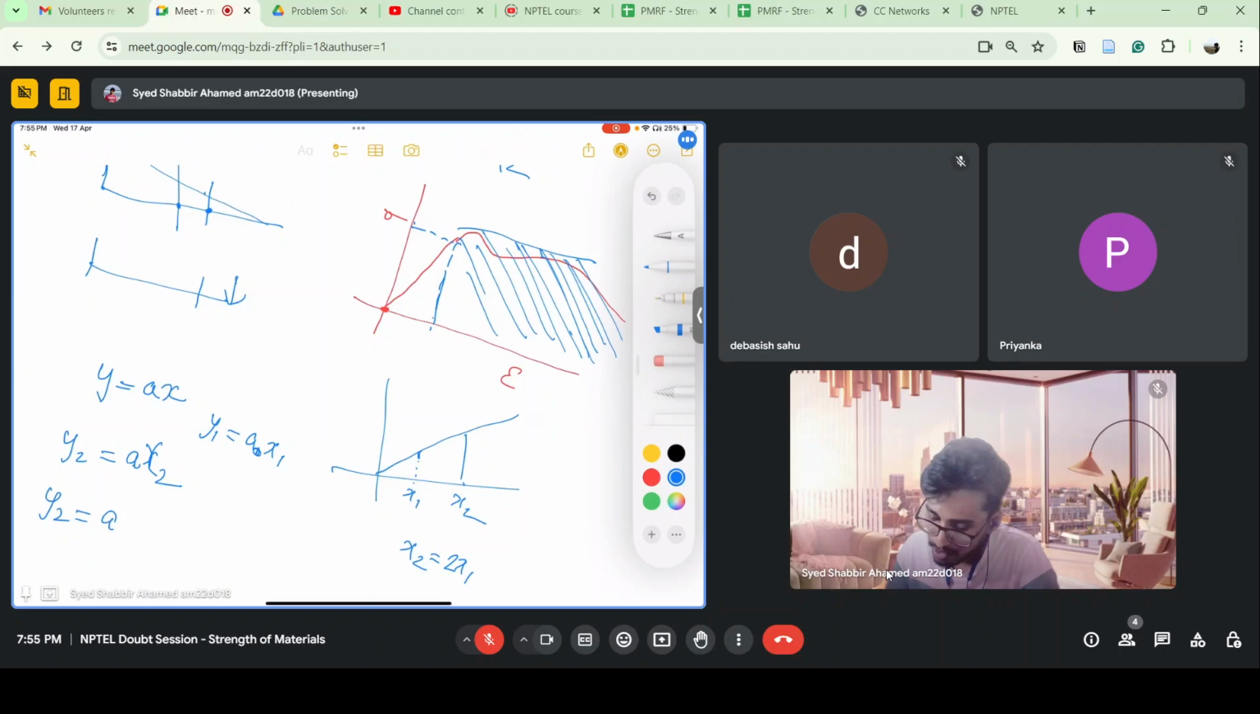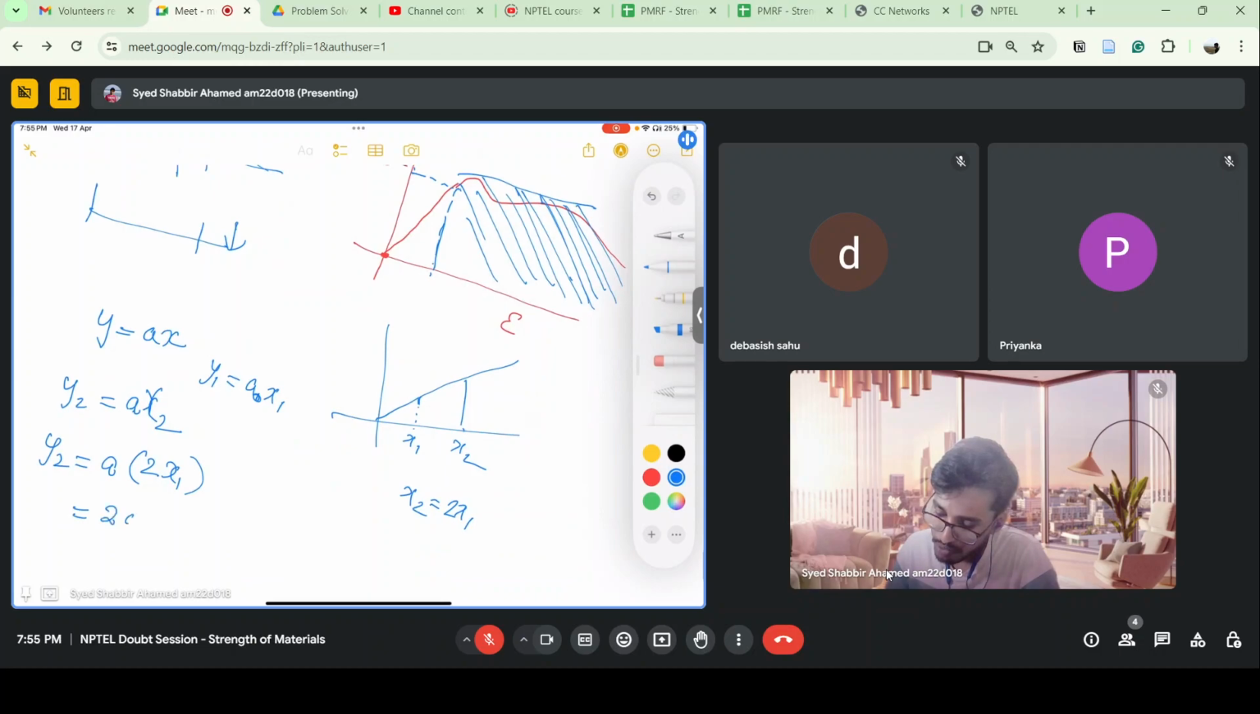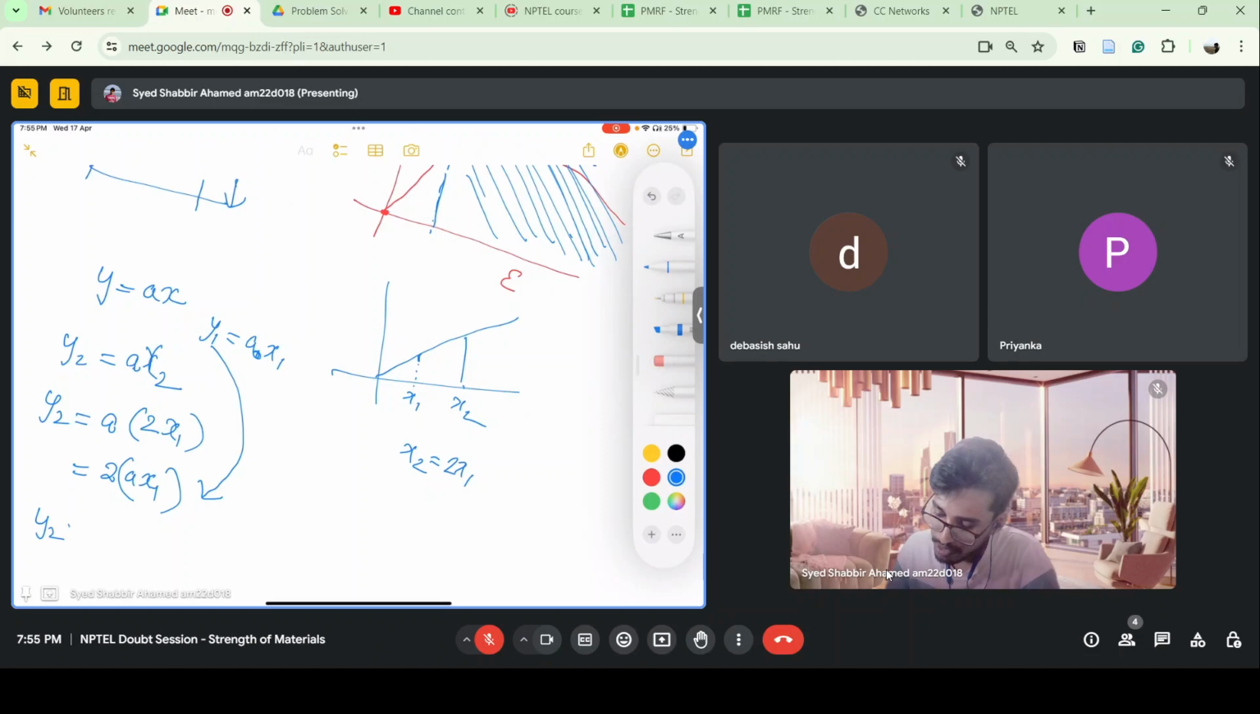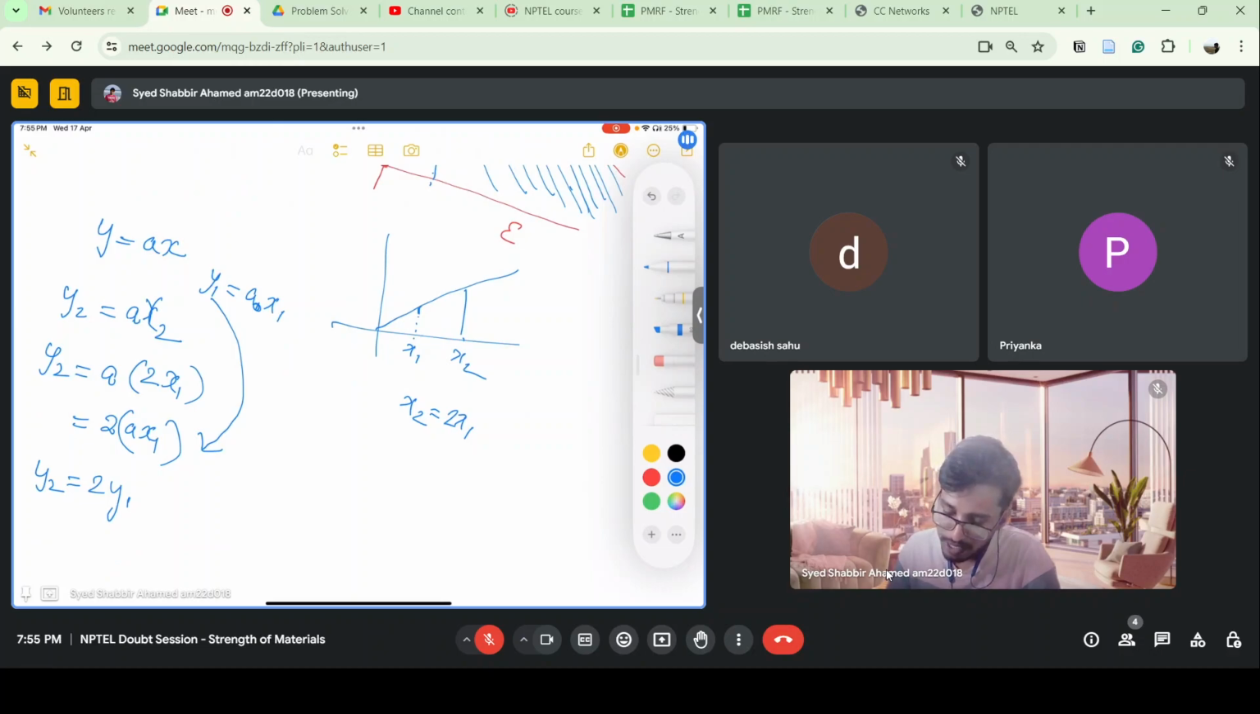If I substitute x2 is equal to 2 into x1, I'll get 2 into ax1. You can see that ax1 is equal to y1. That's why I can say y2 is equal to 2y1. So if I have x2 is equal to 2x1, x2 is nothing but the input. If I give the input as twice, I am also getting the output as twice of the initial output. This happens only when we have a linear relation.